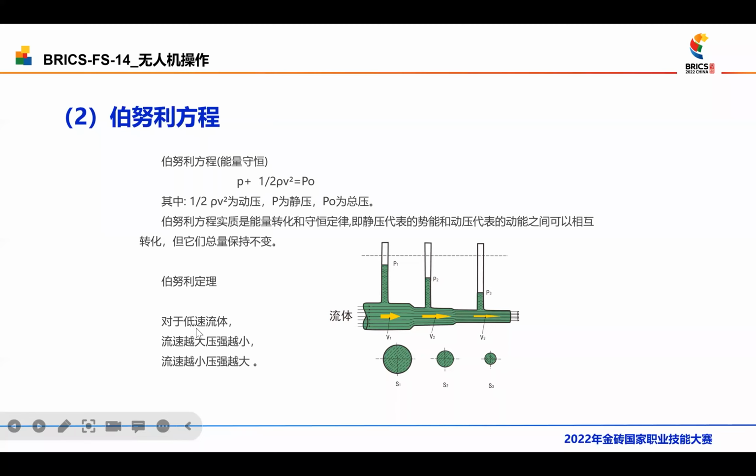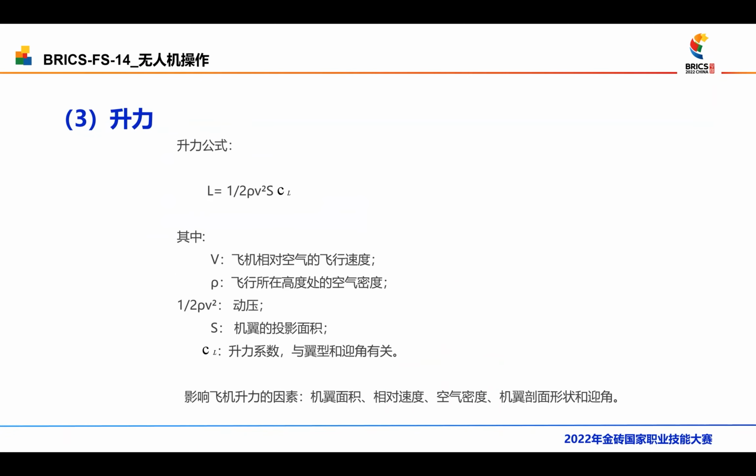That is to say, for low velocity fluids, the greater the flow rate, the smaller the pressure. The smaller the flow rate, the greater the pressure is.